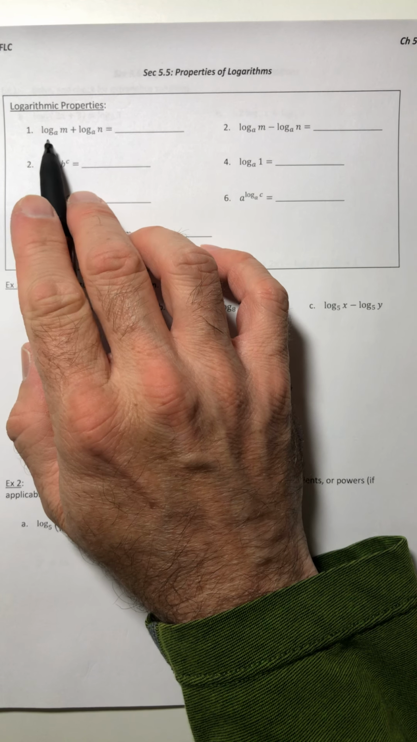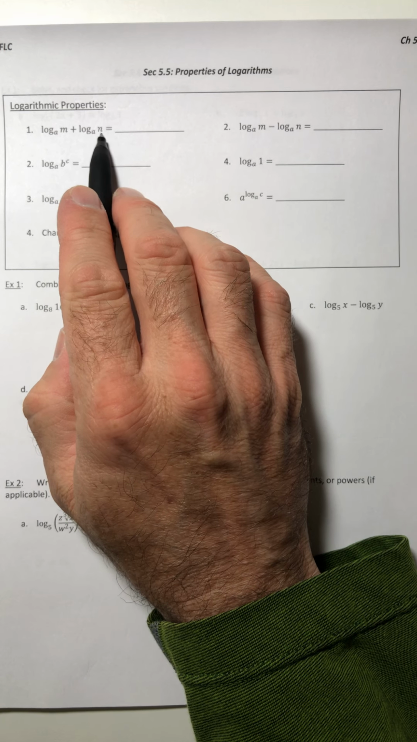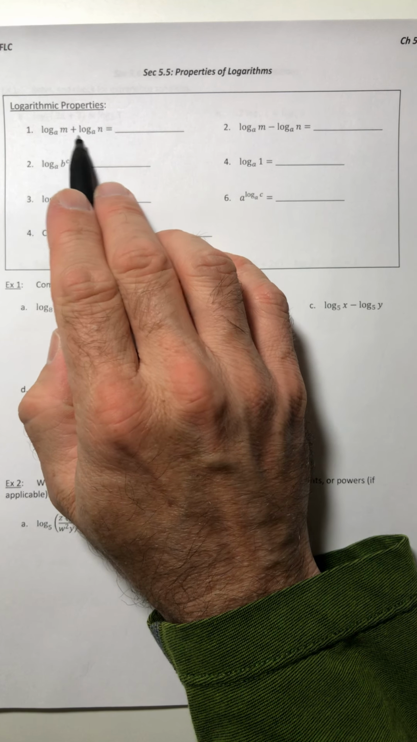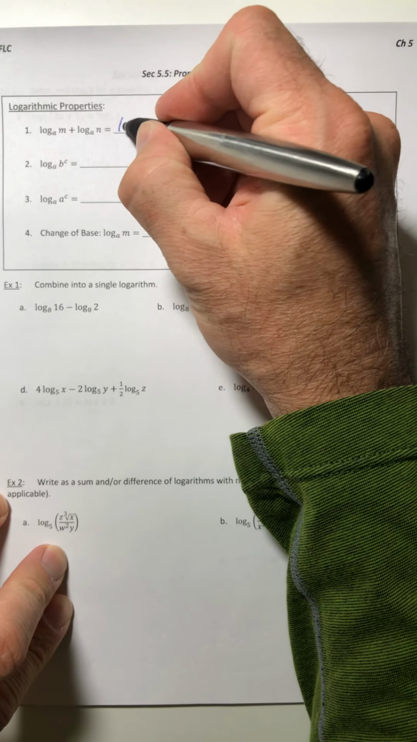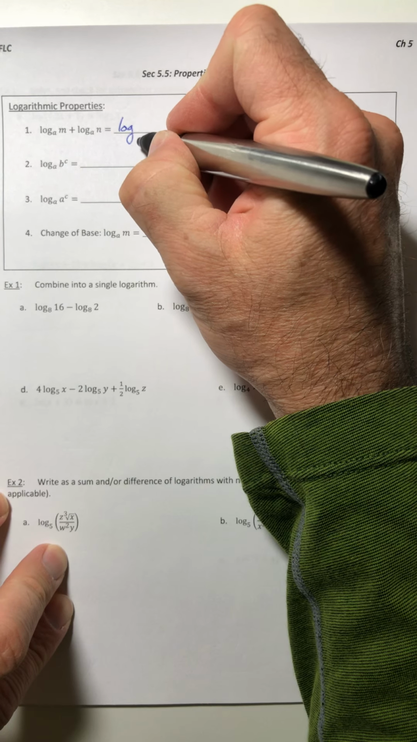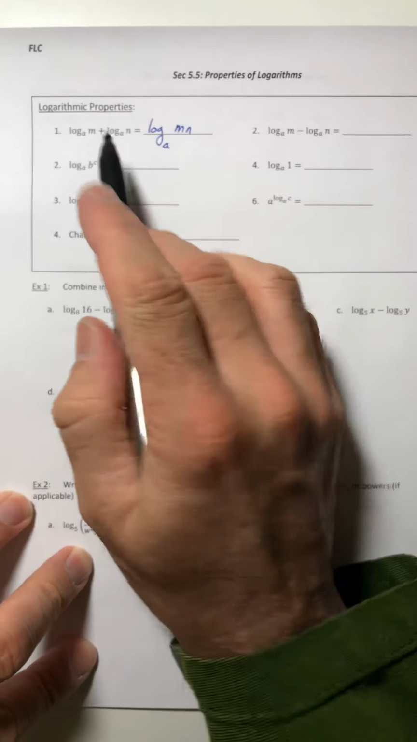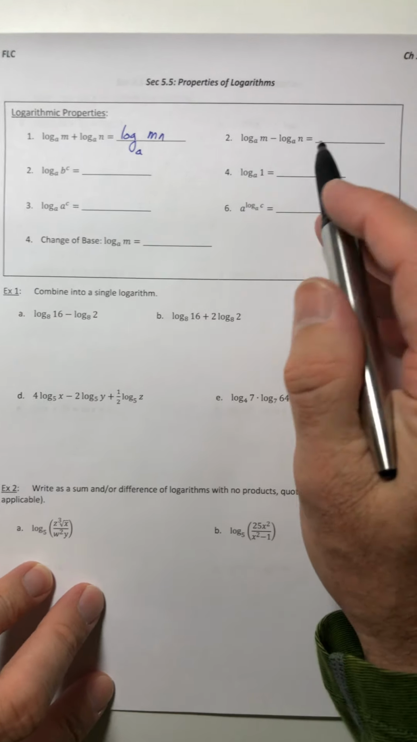Okay, so first property, and these are kind of interesting too, and a little weird at first, but if you have log base a of m plus log base a of n, so the bases are exactly the same and you're adding them together, you can convert that into log base a of m n. You can actually take what's inside the logarithms and multiply them together.